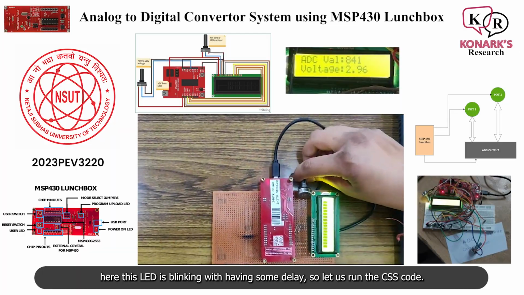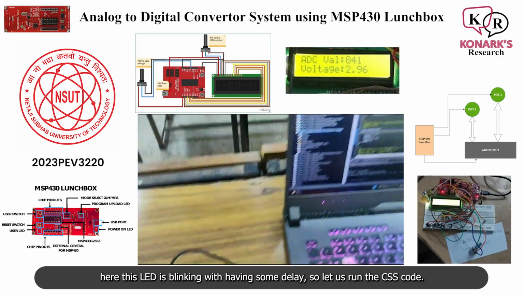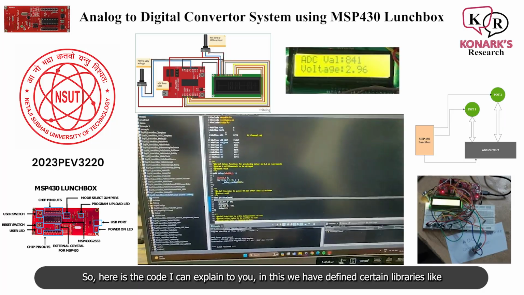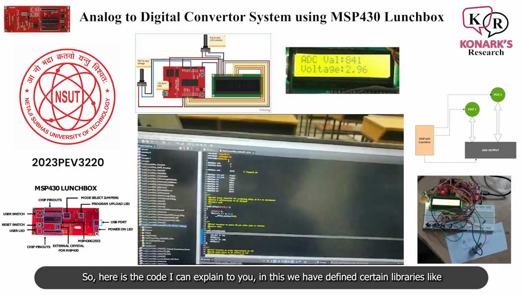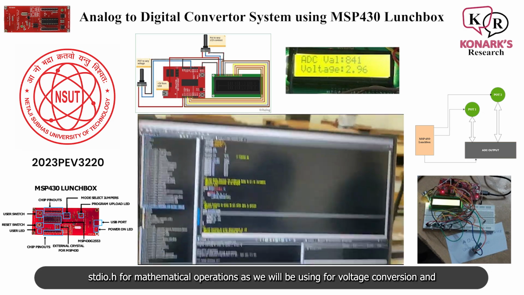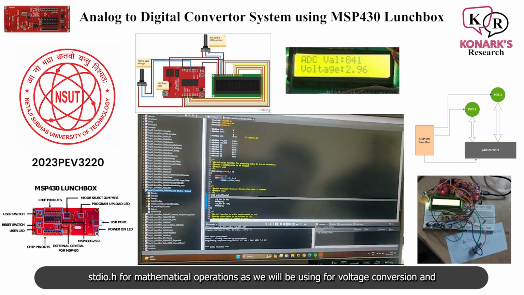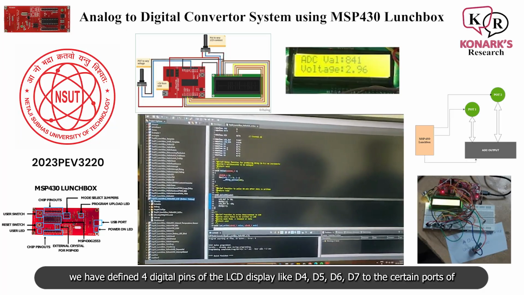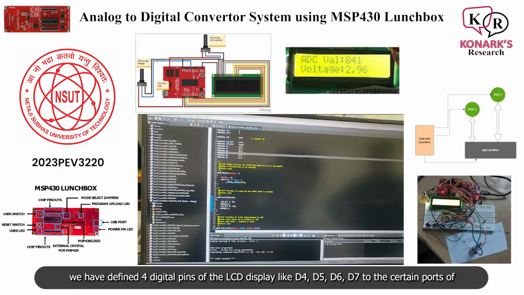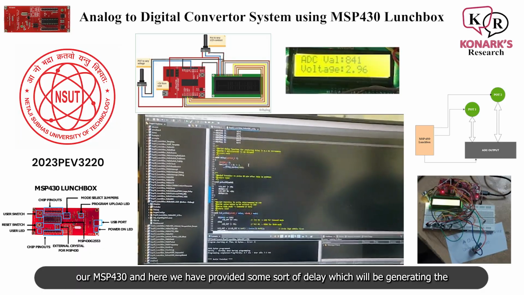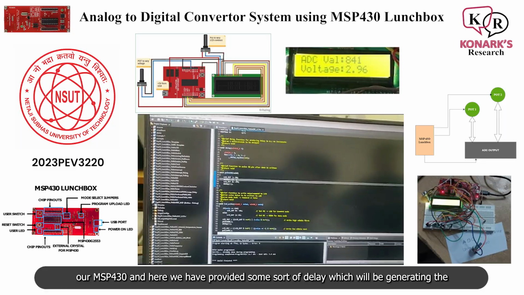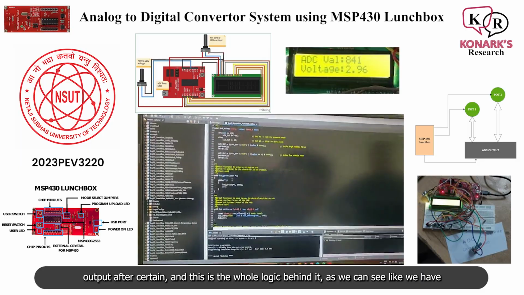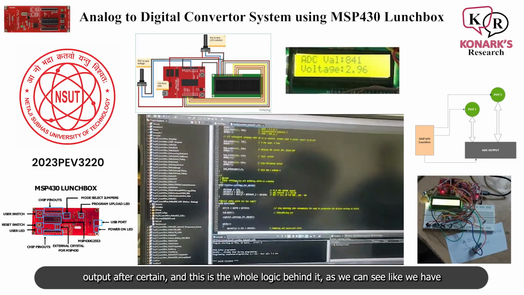So let us run the CCS code. Here is the code I can explain to you. In this we have defined certain libraries like stdio.h for mathematical operations, as we will be using it for voltage conversion. And we have defined the 4 digital pins of the LCD display, D4, D5, D6, D7, to certain ports of our MSP430. And here we have provided some delay which will generate the output after a certain time. This is the whole logic behind it.